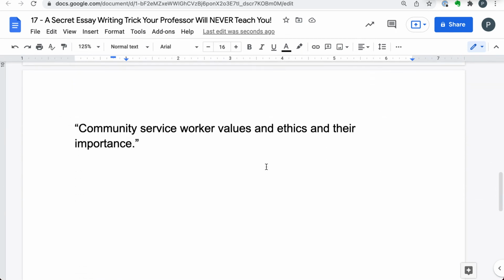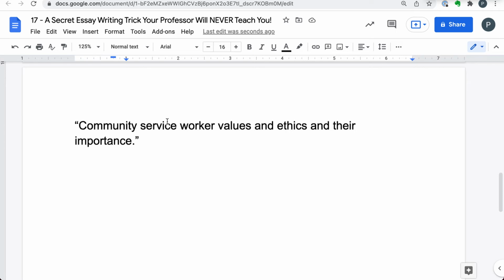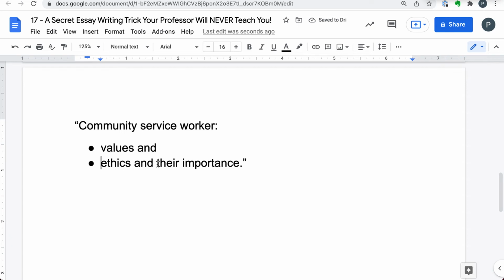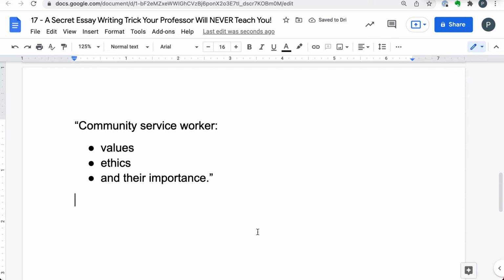Now, let's look here. Community service worker values and ethics and their importance. There's something very tricky here. It seems that values and ethics are two separate things. It seems that way, that we would do it this way: values, ethics, and their importance. But I wouldn't do it this way. Absolutely not. Why do you think I wouldn't do it this way?